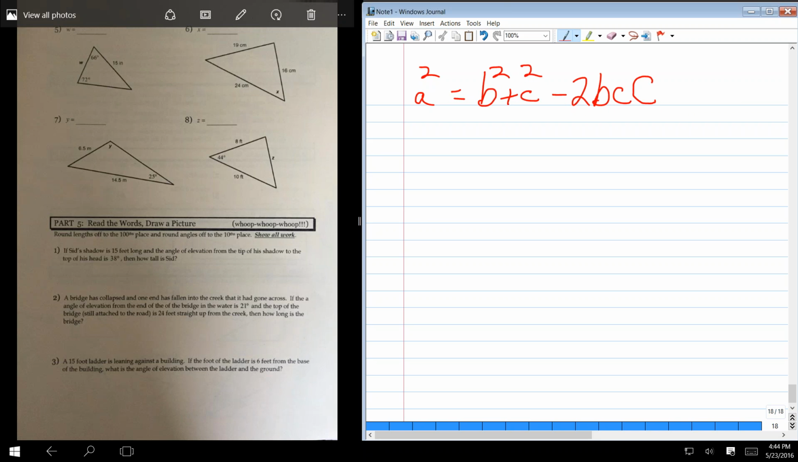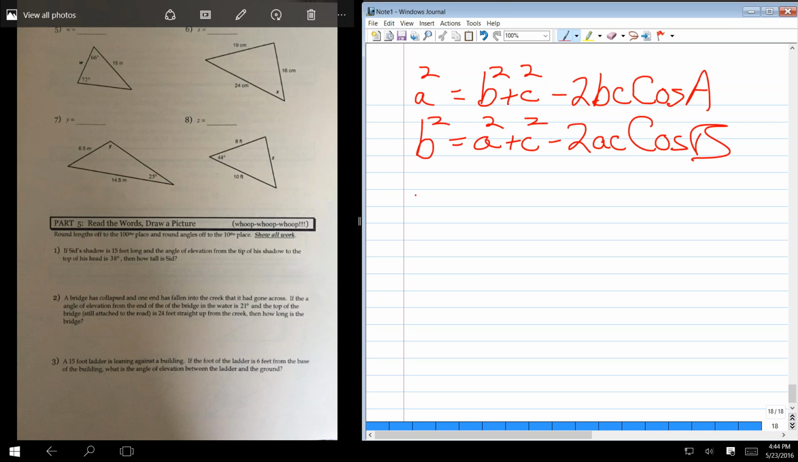Times a, is it? Cosine. It's the law of cosines, remember. And yes, cosine a. This angle is always the same as this letter. Now, there's actually 3 of these things. Notice the pattern. It's always the other 2 sides. So c squared would be equal to a squared plus b squared minus 2ab cosine of c.